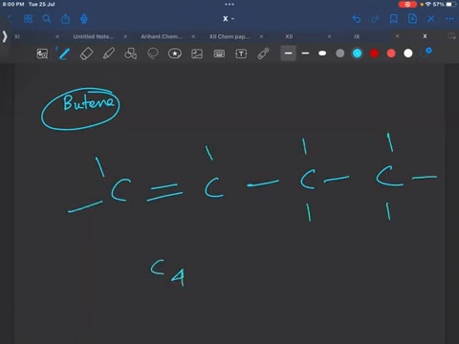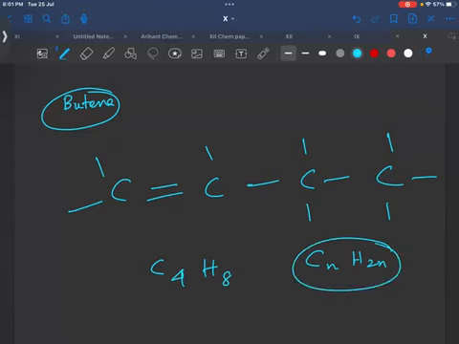So the formula is C4H8, right? Yes, sir. Got it. So the general formula of alkenes, write down everyone, is CnH2n. General formula of alkenes, CnH2n.